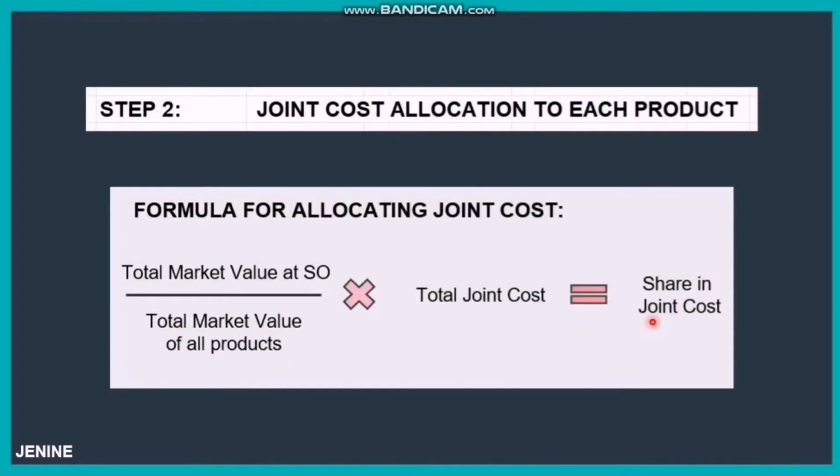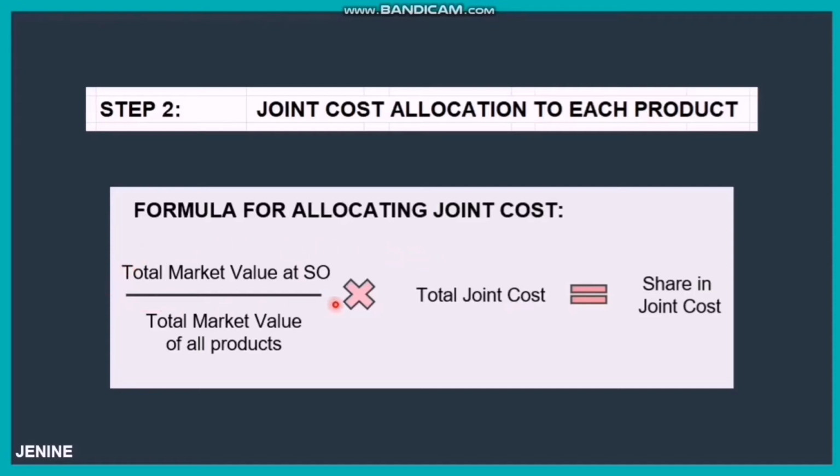Okay, step 2, joint cost allocation to each product. So dito na natin i-divide, i-share yung cost ng bawat product na na-incur. So formula for allocating joint cost, total market value at split off divided by total market value of all products multiplied to the total joint cost is equal to share in joint cost.